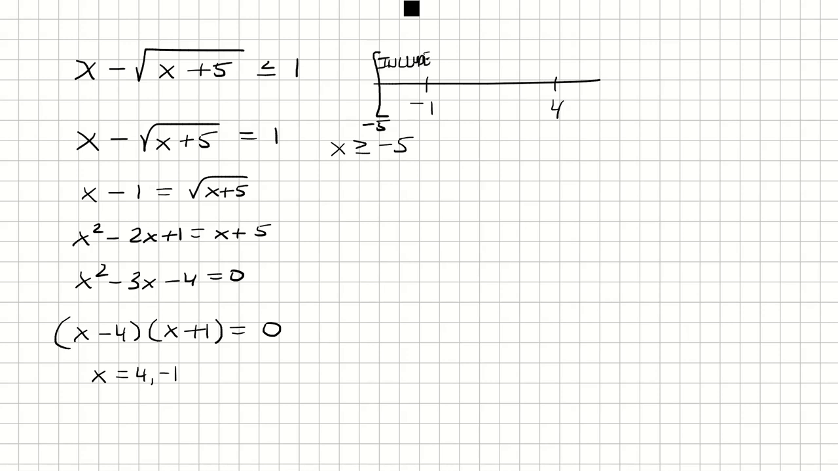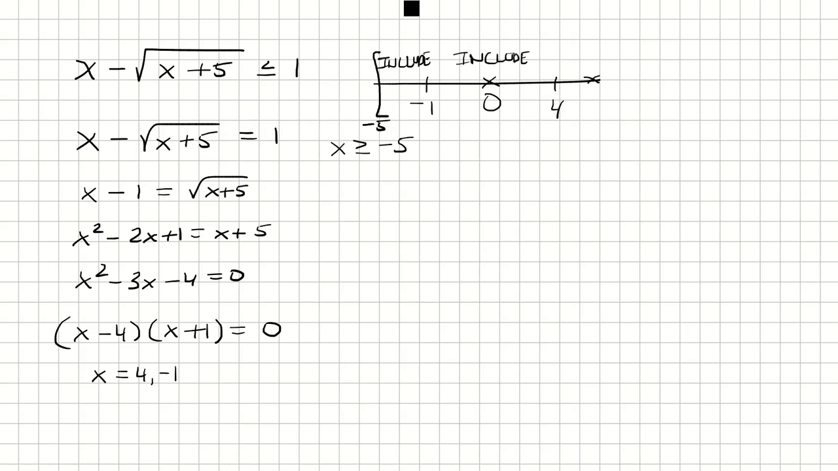Now we're going to pick a number between negative 1 and 4. Let's say 0. And plug it in. So 0 minus the square root of 5, which is negative square root of 5, is that less than or equal to 1? Yes. So we want to include it.